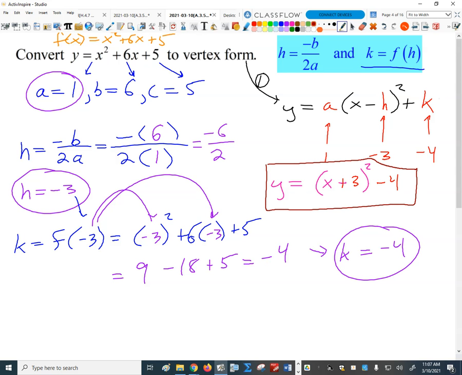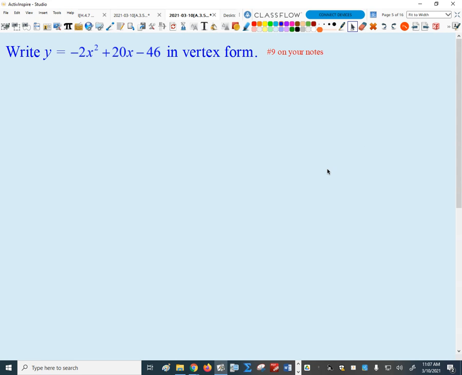Okay, let's try another one. Let's try another one here. How about this one? So we want to convert this to vertex form. So first of all, everybody please write down in chat, what is vertex form? What's my template for vertex form?